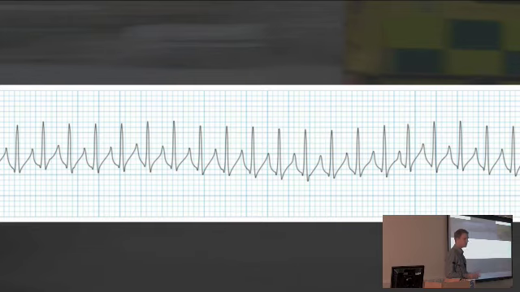SVT, yeah, so a junctional tachycardia, where you've got a little defect in the AV node or just next to it, and you've got a re-entrant tachycardia going round and round, and it's a regular narrow complex tachycardia. And that's what it is, this is an SVT. And these patients might respond to adenosine or a vagal manoeuvre, like carotid sinus massage or a Valsalva manoeuvre.